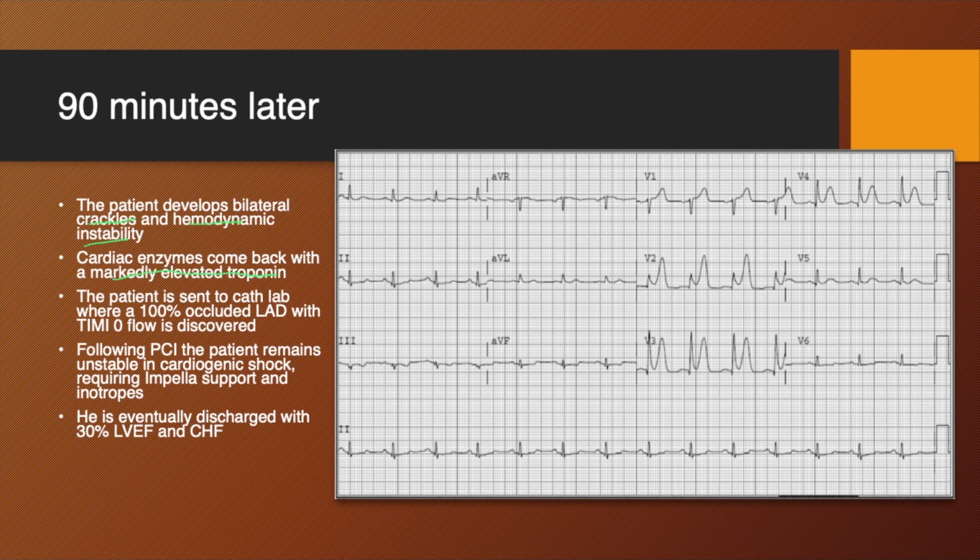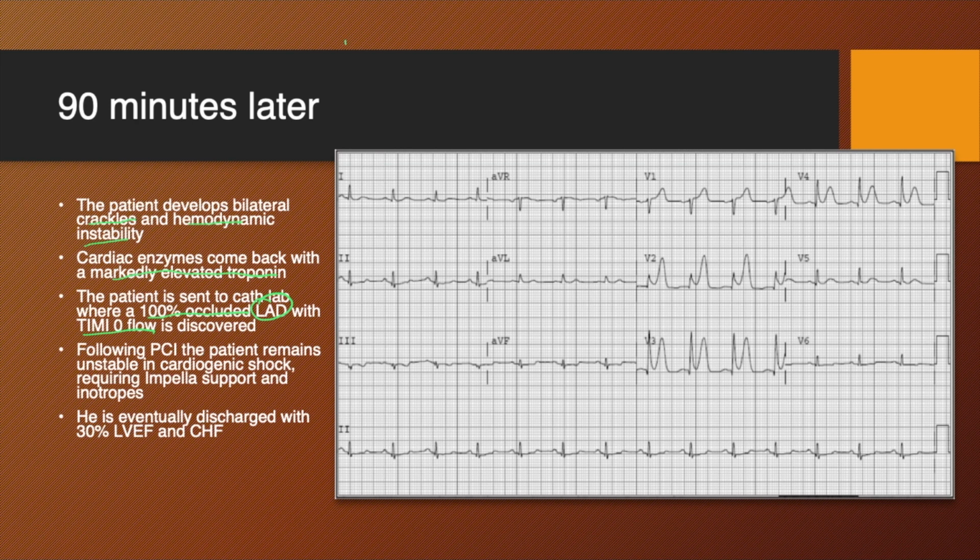The patient is finally sent to the cath lab, where they find a 100% occluded left anterior descending artery with TIMI zero flow. And TIMI is just a way that blood flow distal to some disease in a coronary artery is measured, and that stands for thrombolysis in myocardial infarction. And there's actually a pivotal study out of the late 80s, early 90s called TIMI-3 that looked at reperfusion therapy in the setting of myocardial infarction.